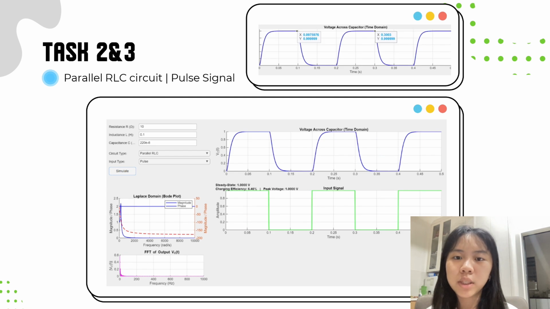The FFT confirms reduced high frequency content. Lastly, with a pulse input, the circuit charges rapidly and smoothly to 1 volt with no overshoot. This highlights strong damping and fast energy settling. The FFT shows a simpler spectrum compared to the series circuit, consistent with minimal ringing.